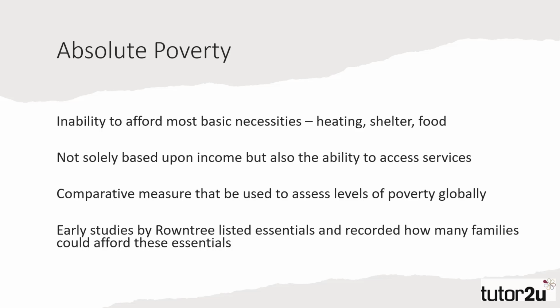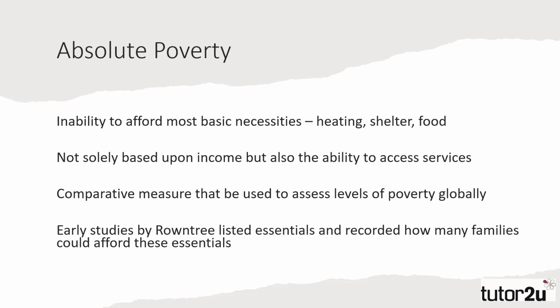One benefit of using absolute poverty as a measure is that it can be compared quite objectively, and this allows for international comparisons. Of course, different goods and services cost different amounts in different countries, but this can be adjusted for the cost of living in each nation.